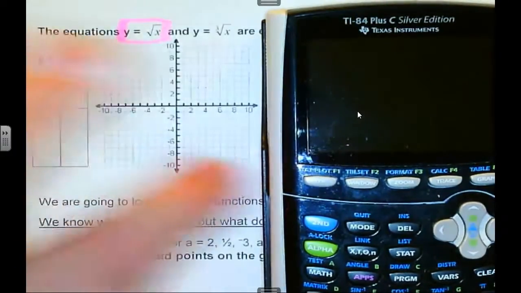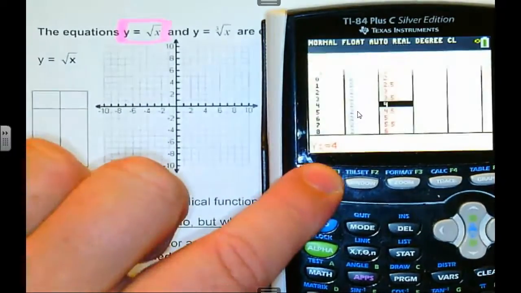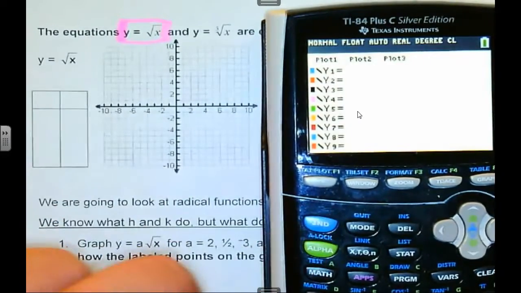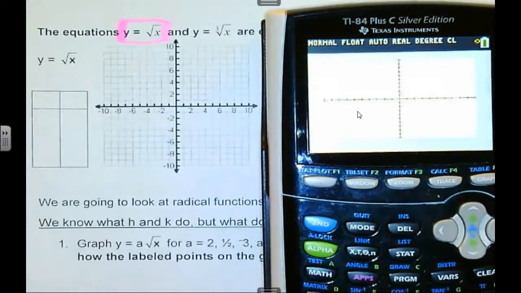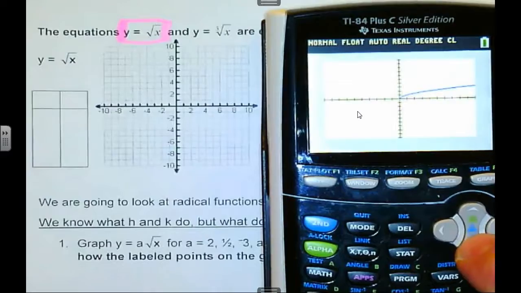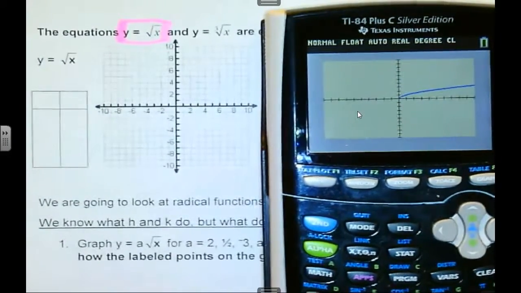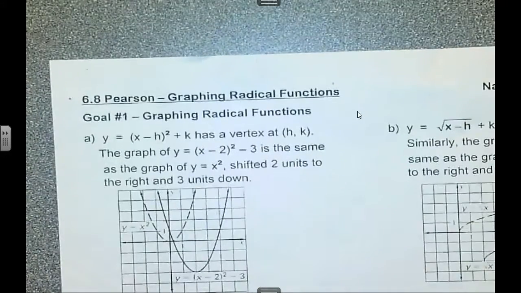Alright, so let's go to our y equals button. Let's put in the square root of x and graph. And there's the parent function. Okay? There's the parent function. We are on 6.8, graphing radical functions.